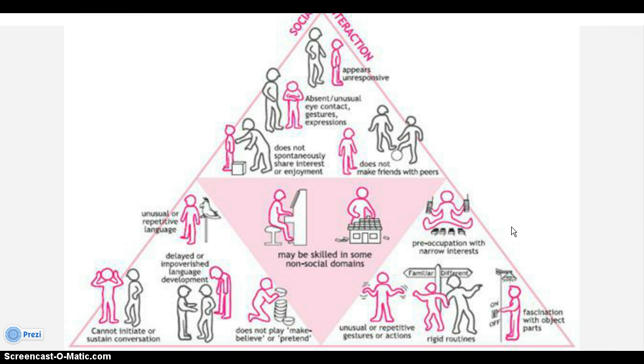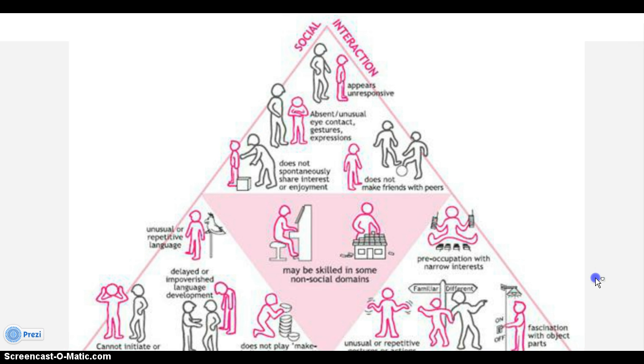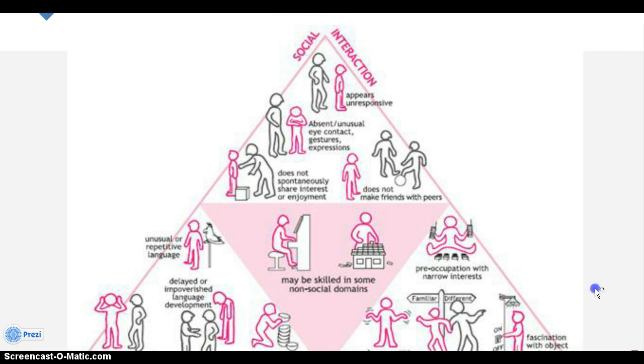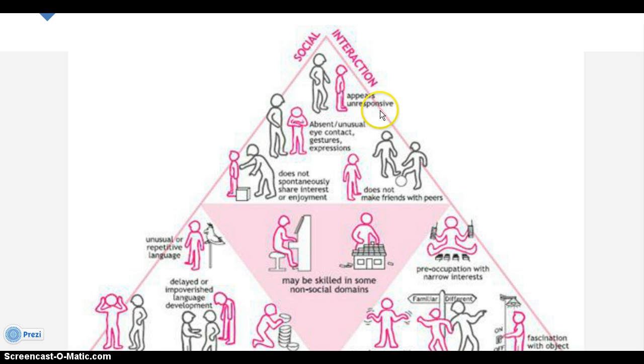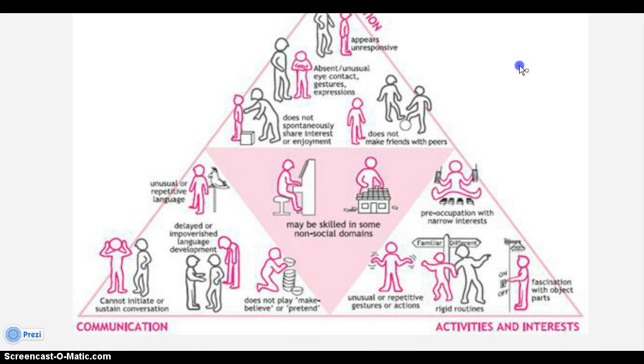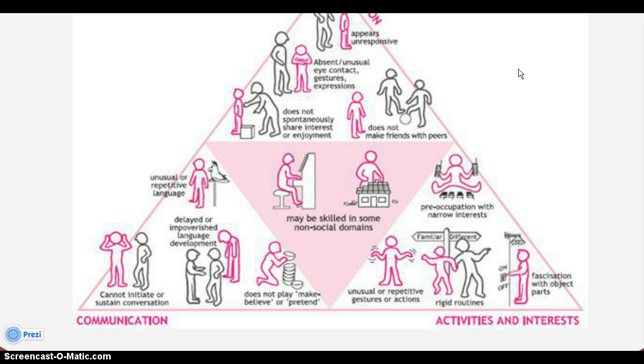So the next set of characteristics that we're going to look at is a triangle. I have to slide it a little bit so you can see it better. This triangle represents the combination of social interaction with communication and with activities and interests. So what we find is that the person appears to be unresponsive. They may have unusual eye contact, gestures, or expressions. They're not going to spontaneously share interest or enjoyment. They don't make friends with their peers, so that's all social interaction.